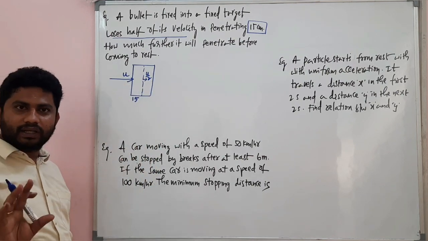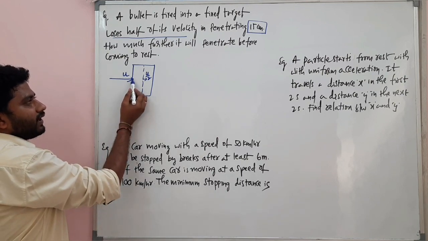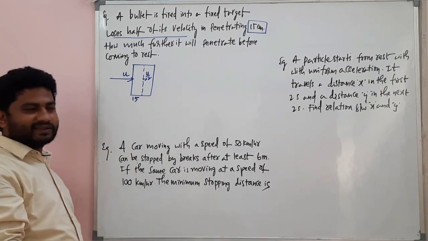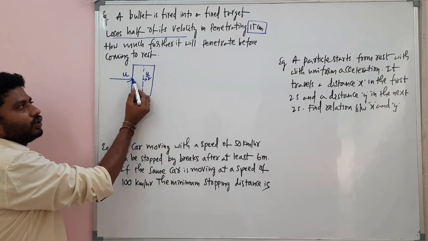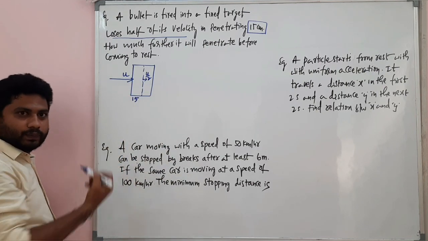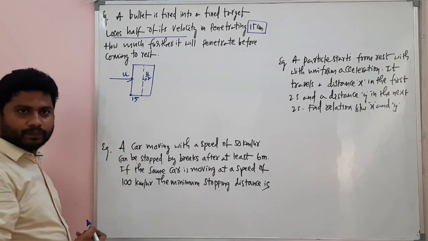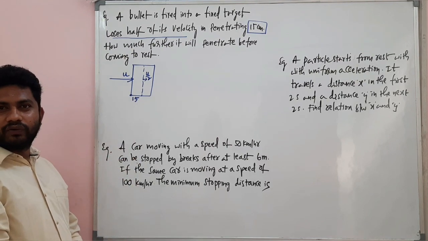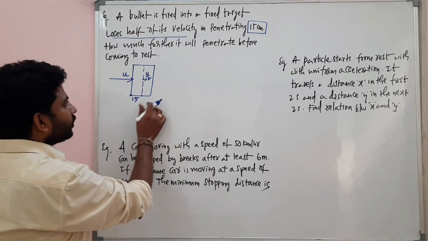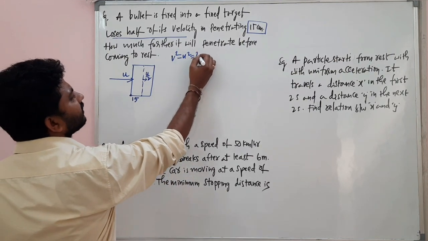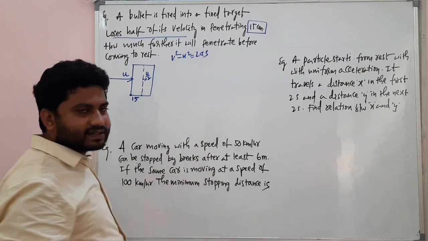Alright. Clear? So how much velocity is lost here? Half. So the remaining half is the final velocity. So initial velocity you know, final velocity you know, right? And distance traveled also you know. What is the formula you will use for this? We will use the formula V square minus U square is equal to 2AS.